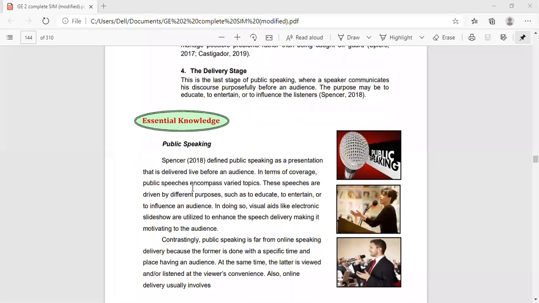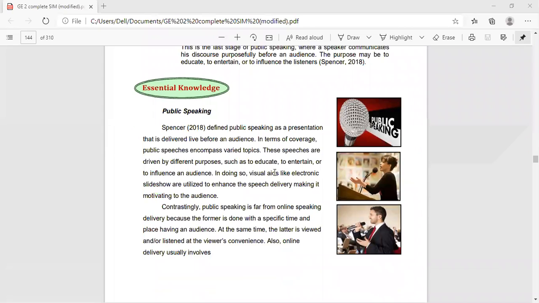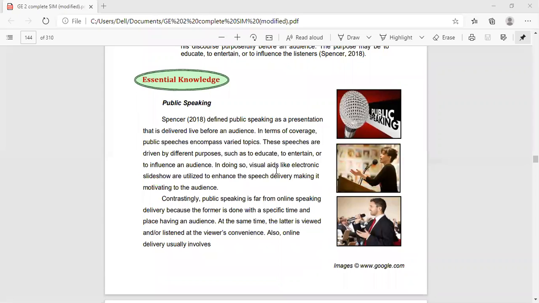Okay, so here's the essential knowledge. In public speaking, Spencer defined public speaking as a presentation that is delivered live before an audience. In terms of coverage, public speeches encompass varied topics. These speeches are driven by different purposes, such as to educate, to entertain, or to influence an audience. In doing so, visual aids like electronic slideshows are utilized to enhance the speech delivery, making it motivating to the audience.